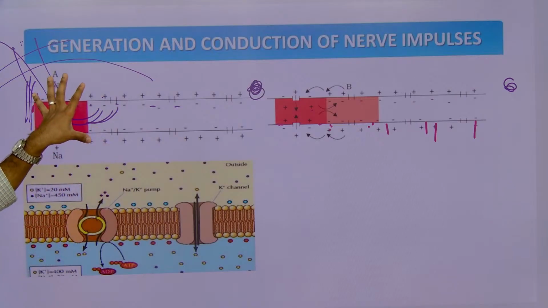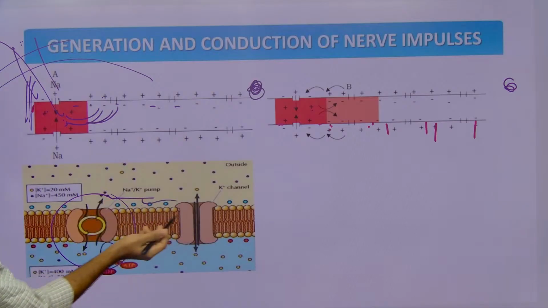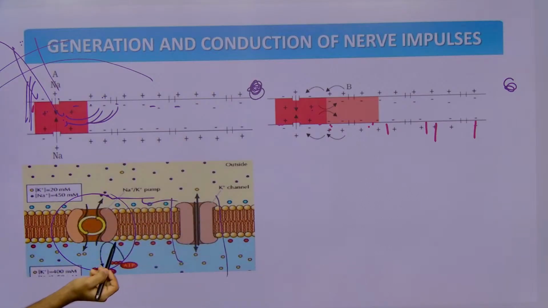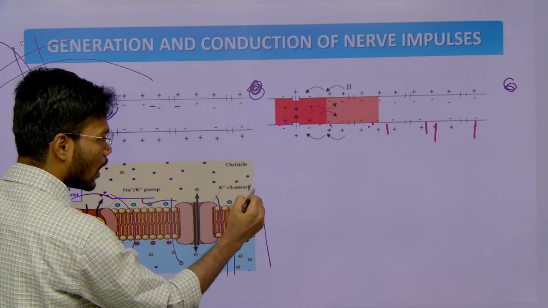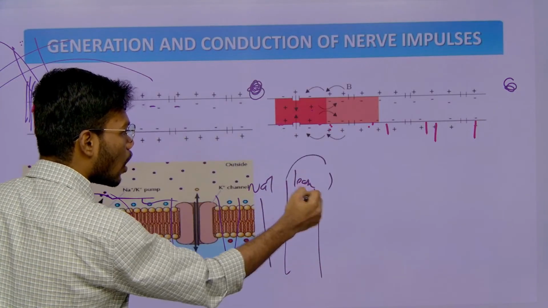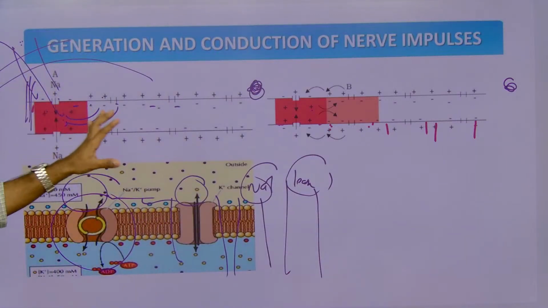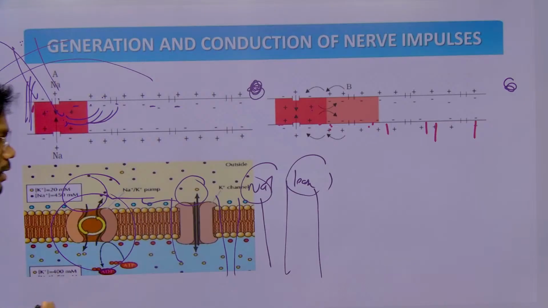All of this is done by the sodium potassium pump, and we have some channels called K+ channels, some channels called Na+ channels, and some channels called leaky channels. All of these play an important role in the conduction of nerve impulse. All will work simultaneously. Understand, that was the transmission or conduction of nerve impulse, right?